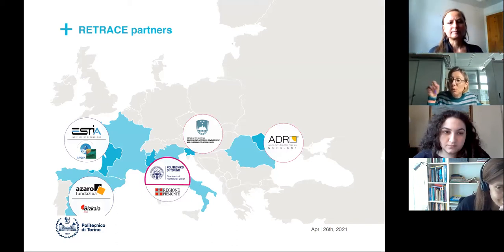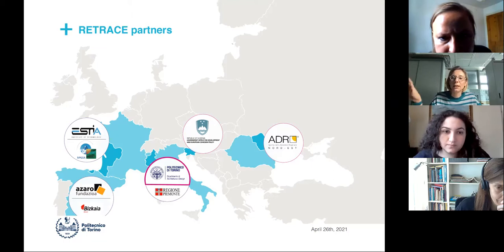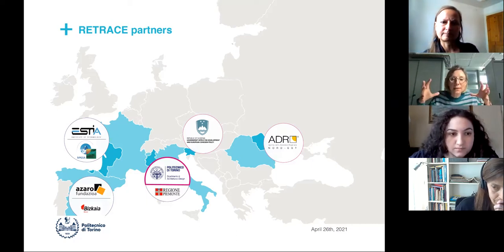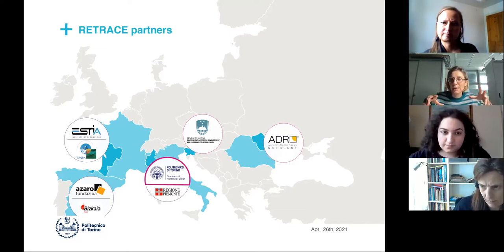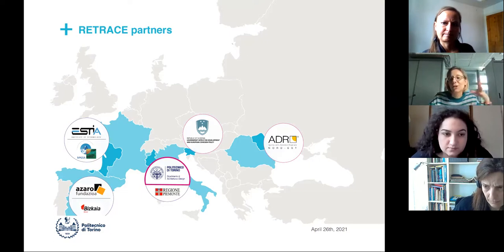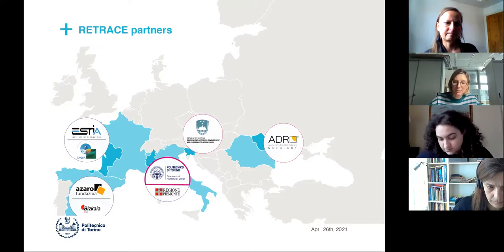We, as Politecnico di Torino, are the coordinator of this project that involves five regions in Europe. So Piedmont region in Italy, with our managing authority, that is Regione Piemonte. Then the northeast region of Romania, with the ADR, that is the managing authority that has the role of defining the policies for that region. Then we have the Ministry of Development and European Cohesion Policy in Slovenia. So all the country in that case, because the dimension, as you can also see geographically, is equivalent to the other regions involved. Then we have the Basque country in Spain with Azaro Fundazioa and Vizcaya. And then the Nouvelle Aquitaine in France with Estia and Apesa.